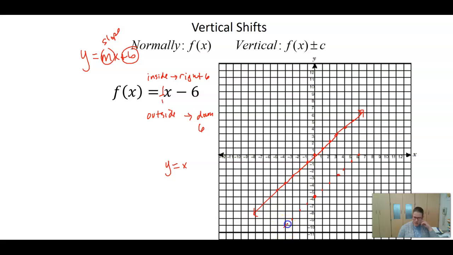Okay, so there's our transformed line. It slid. But now notice that if our minus 6 is on the inside, it went right 6, which it did, right? And if it's on the outside, it went down 6, which it also did. So for a linear function, there's really no distinguishing between inside and outside, but it still is going to transform or slide the same as other functions. It's just that they're both the same thing, okay?